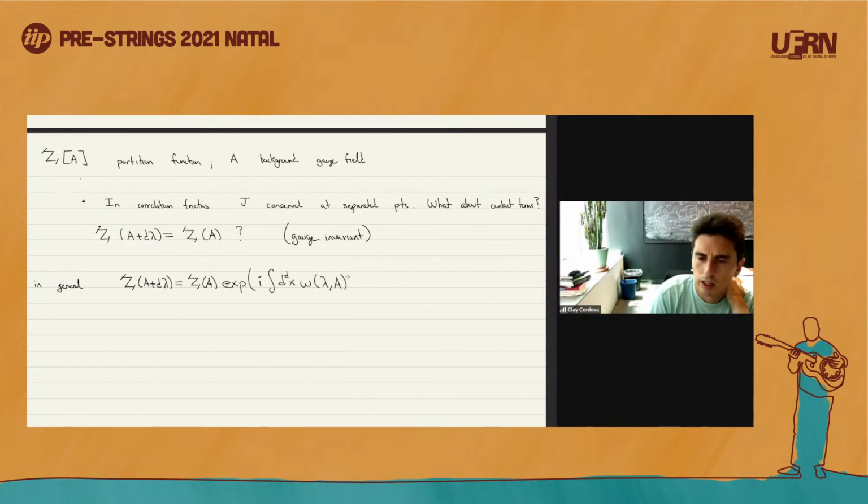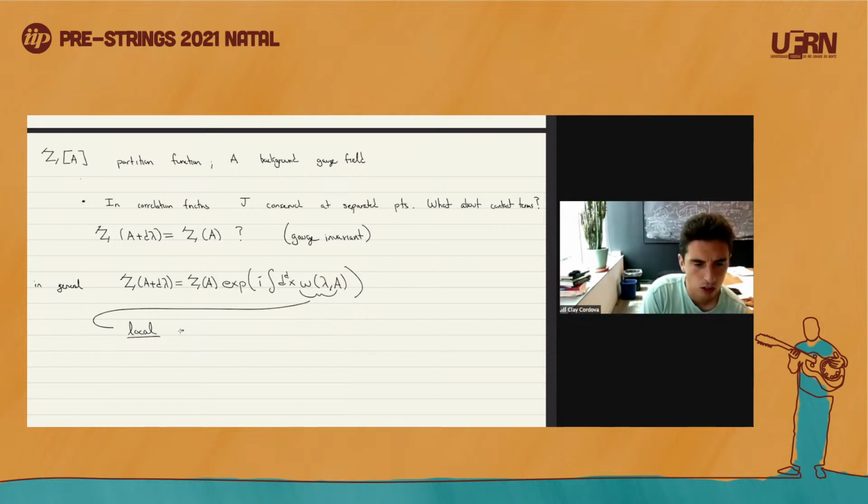I'll write the phase as omega of lambda and A. Now, I'd like to highlight one feature of this phase, omega. One feature is that this phase is local. It's local since the current is conserved at separated points. That's how you would see it in the continuous case.